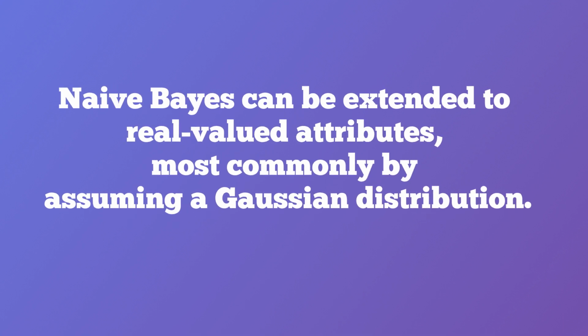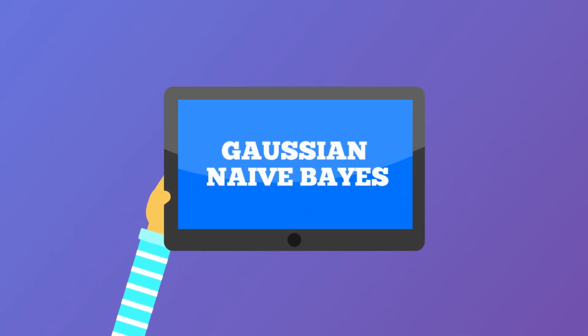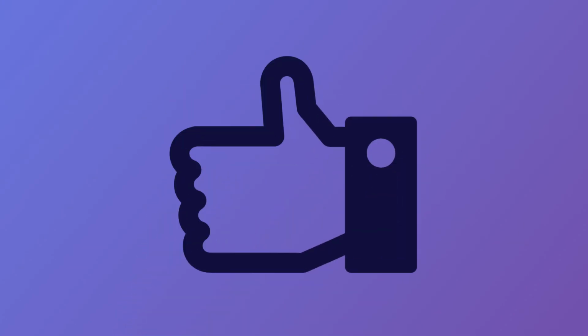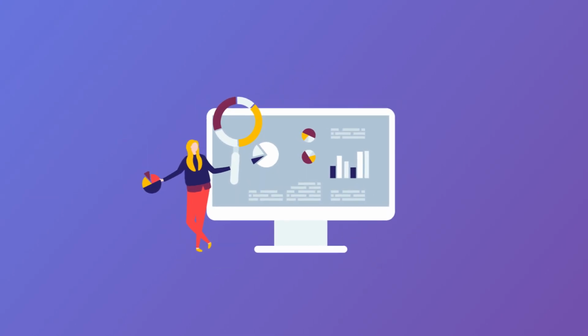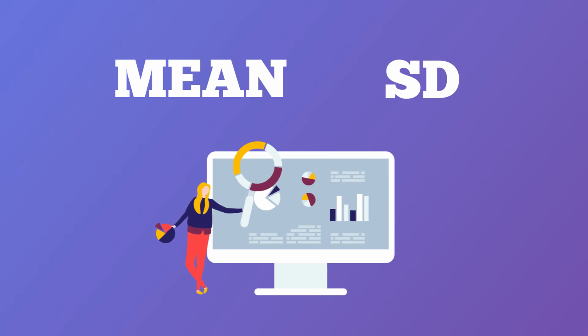Naive Bayes can be extended to real-valued attributes, most commonly by assuming a Gaussian distribution. This extension of naive Bayes is called Gaussian naive Bayes. Other functions can be used to estimate the distribution of the data, but the Gaussian, or normal distribution, is the easiest to work with because you only need to estimate the mean and the standard deviation from your training data.